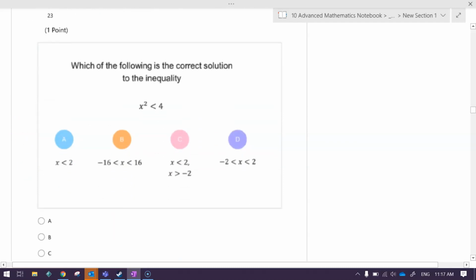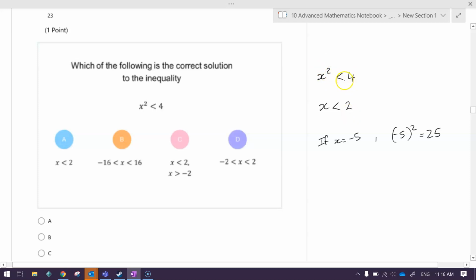Which of the following is the correct solution for the inequality? Squared ones are tricky. Do not get fooled. When I try to square root, x squared is less than 4, a lot of us are just going to say x is less than 2. Would that necessarily work? What about if x equaled negative 5? Negative 5 squared equals 25. Is 25 less than 2? It's not. And we've got to be careful when we're dealing with squares.